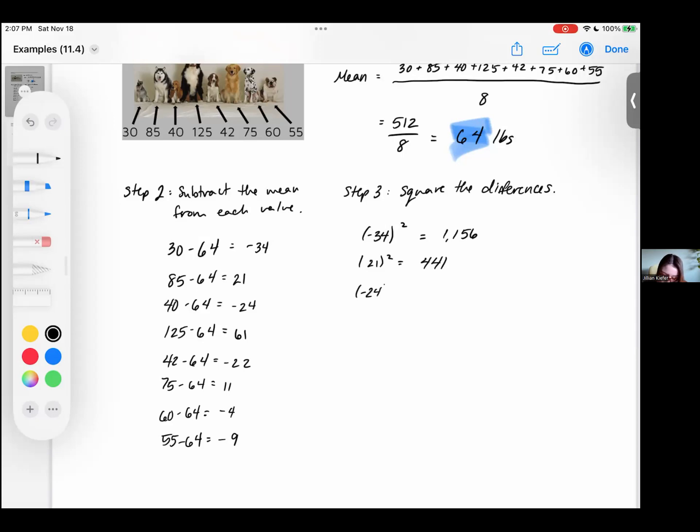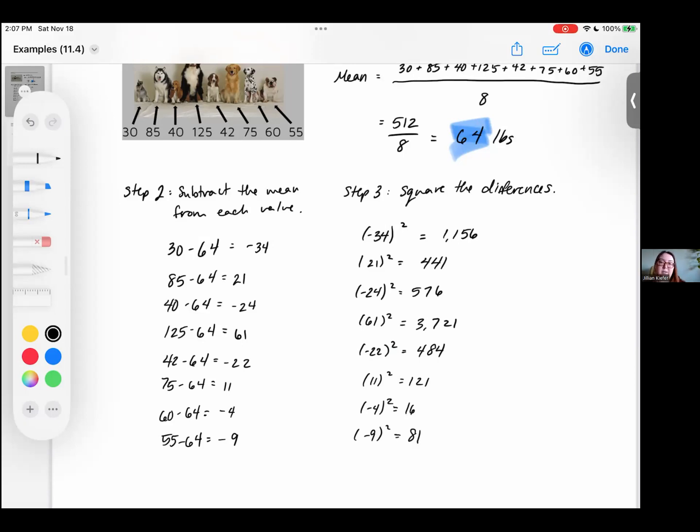Negative 24 squared, we have 576. 61 squared, be 3,721. Negative 22 squared, be 484. 11 squared is 121. Negative 4 squared, 16. And negative 9 squared is 81.